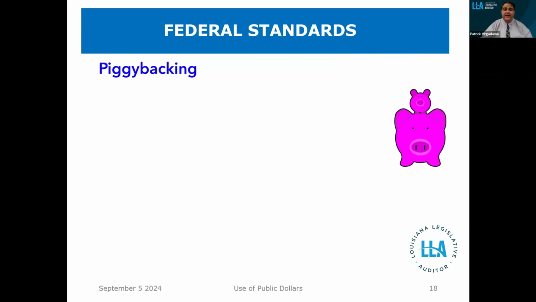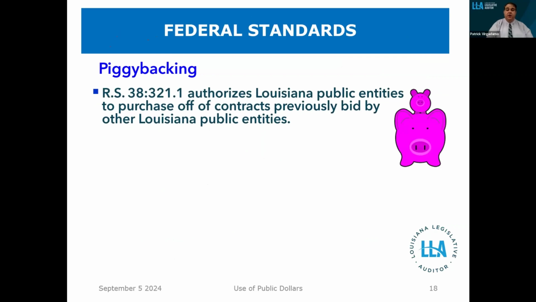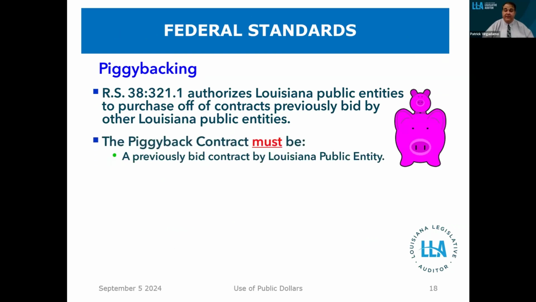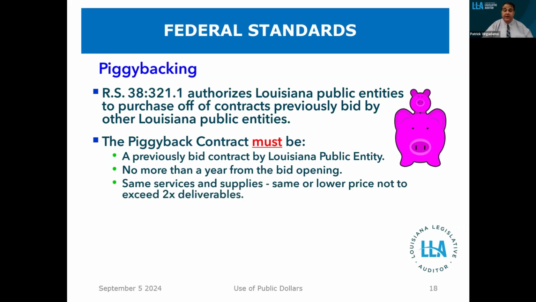Piggybacking, it's important to note, Revised Statute 38:2321.1 authorizes public entities to purchase off contracts that are previously bid by other Louisiana public entities. Piggybacking, you have to have a previously bid contract by a Louisiana public entity. Under the statutory method, it cannot be more than a year from the bid opening, and has to have the same services and supplies at the same or lower price, not to exceed twice the amount of deliverables that were originally purchased.